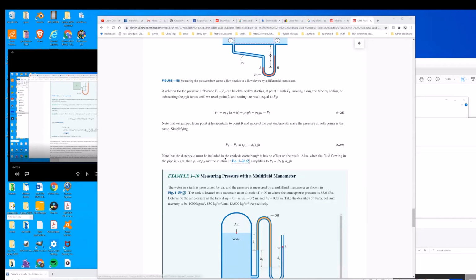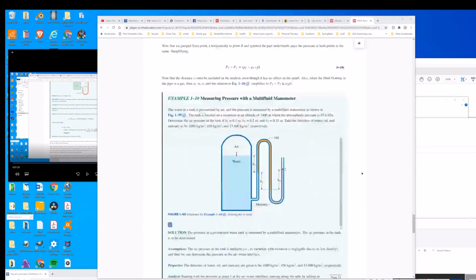And a couple of notes here, just the last one, you need this A to do the complete analysis here. And then if the density is very, very low, then of course this becomes P1 minus P2 is just the density of 2, which is this fluid, times g times H, okay? Because essentially what happens is that if this is really small, this term goes away, okay?